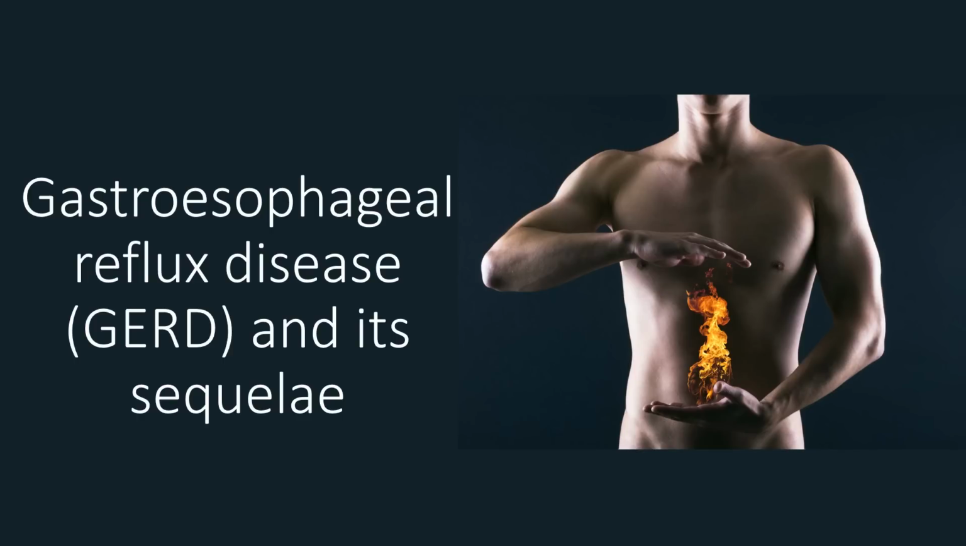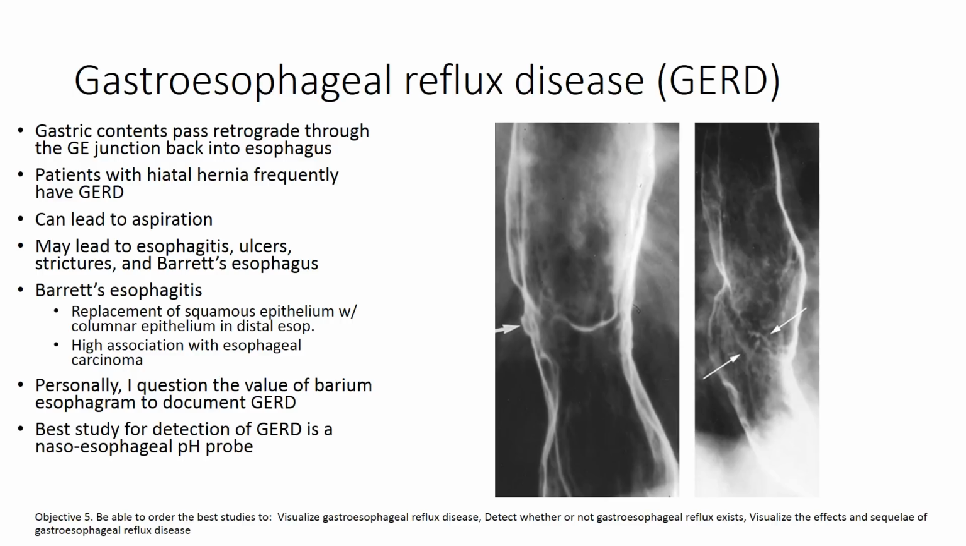Okay, let's talk briefly about gastroesophageal reflux disease and its sequelae. The esophagus should be a one-way street. Food should go down through the esophagus into the stomach, but except in rare cases, it really shouldn't pass retrograde from the stomach back into the esophagus. The esophageal mucosa is just not made to handle the acidity of gastric secretions.